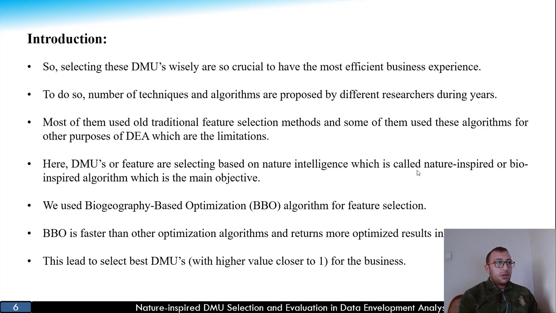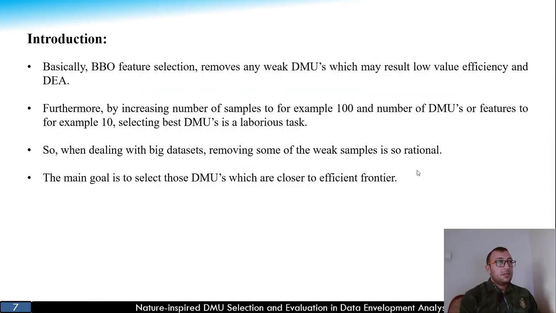We use the biogeography-based optimization, or BBO, algorithm, as I mentioned earlier. BBO is faster than other optimization algorithms and returns more optimized results in fewer iterations. This leads to selecting the best DMUs with higher values, closer to 1, for the business. Basically, BBO feature selection removes any weak DMUs which may result in low efficiency values in DEA.